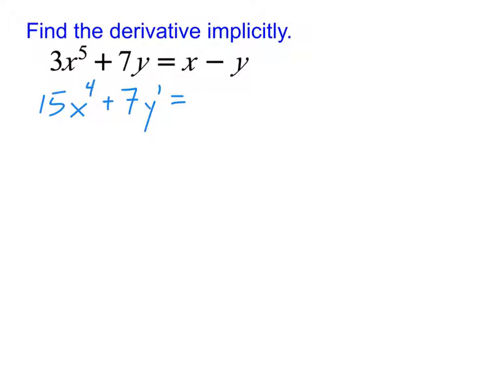Now, on the right side, derivative of x is 1 minus, and then the derivative of y, again, is y prime. And we want to solve this to be just y prime equals, because I want to actually be able to just use this to plug in some x value and find out what the slope is, the rate of change is, the derivative, in other words. So I'm going to go ahead and add the y prime to both sides. And then I'm going to subtract that 15x to the 4th.